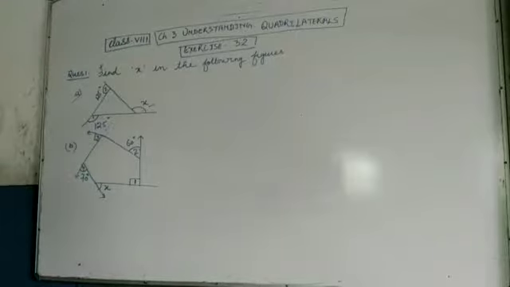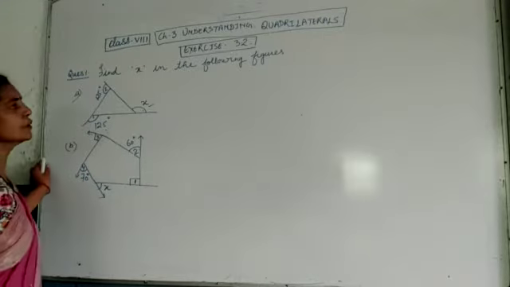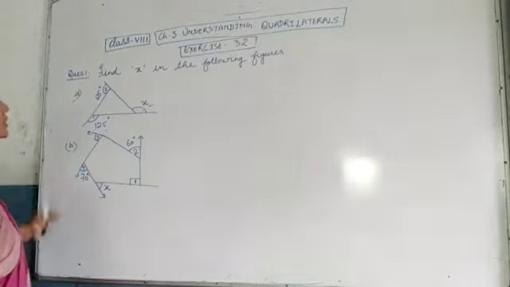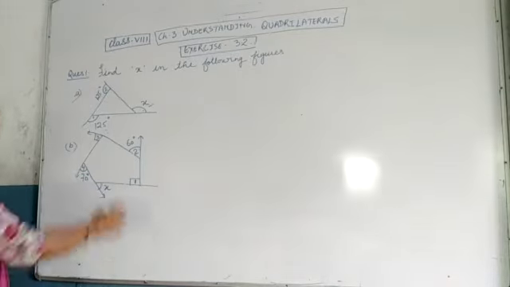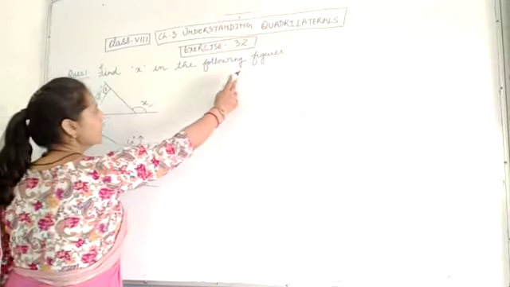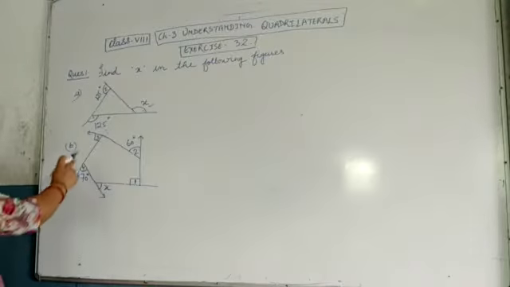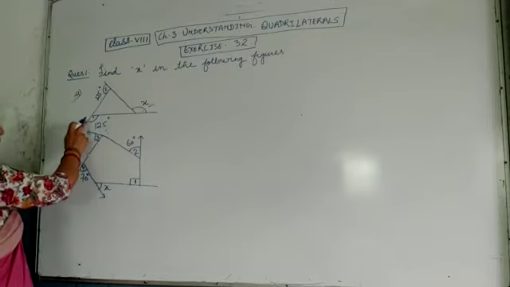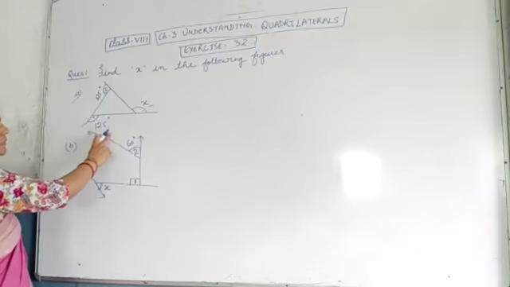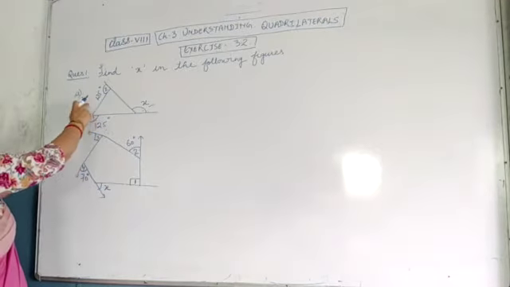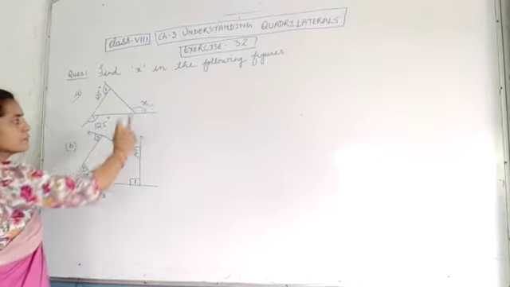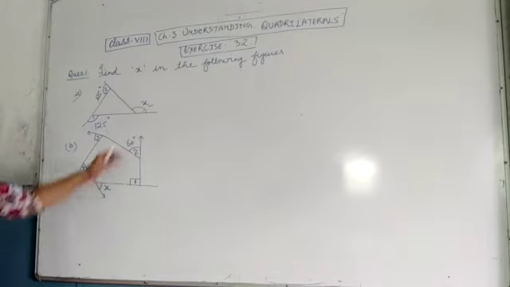Hello class 8. Today we are solving question number 1 of exercise 3.2. The question is: find x in the following figures. Here it is a triangle. In it, two exterior angles are given. Angle 1 is 125, angle 2 is also 125, and we have to find out the value of this x.